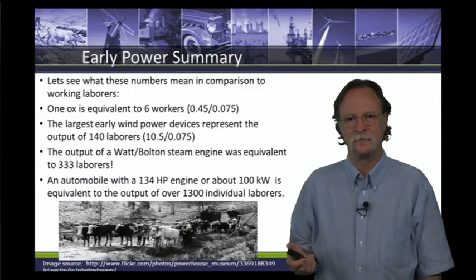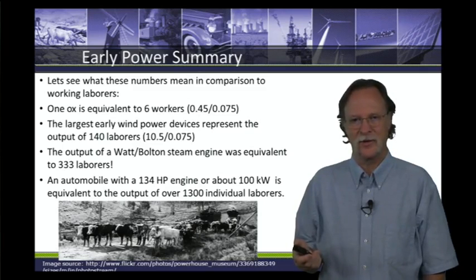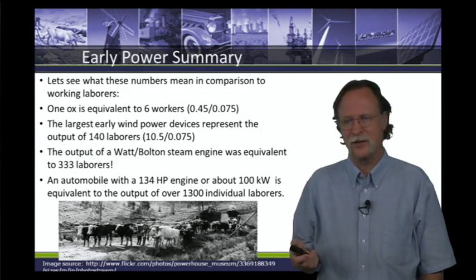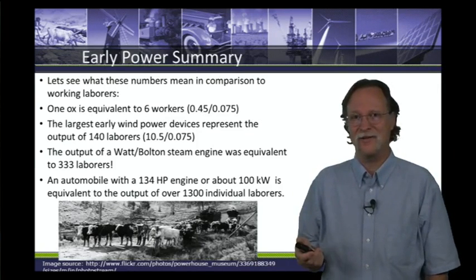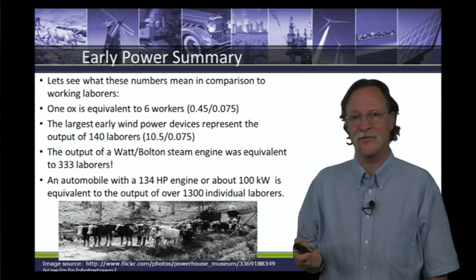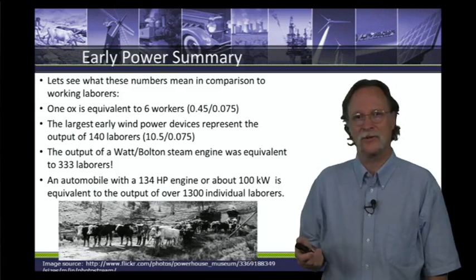Let's compare. An ox is equal to about 6 workers. That's 0.45 kW divided by 0.075. That's an ox for an individual laborer. The largest early wind power devices represent the output of about 140 laborers, 10.5 kilowatts versus 0.075 kilowatts. The Watt-Boulton steam engine, holy cow, 333 people. Now we're really cooking. But wait a minute, we drive around in cars, many of us do. For example, a car with a 134 horsepower engine, that's about 100 kilowatts, is equivalent to the output of over 1,300 individual laborers. Think about that.